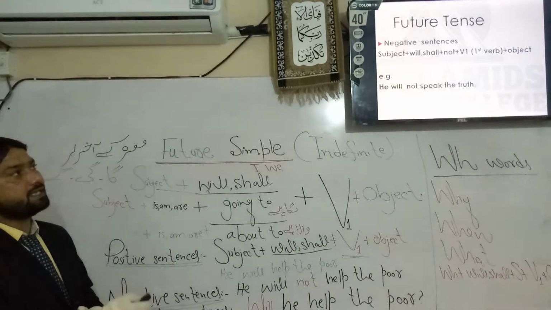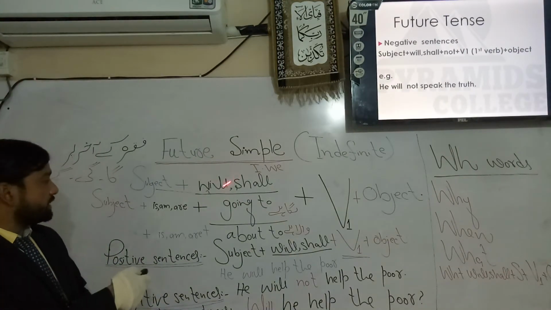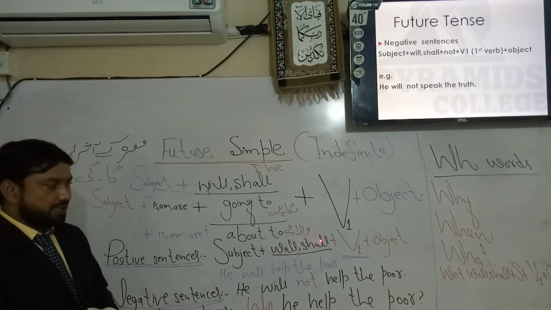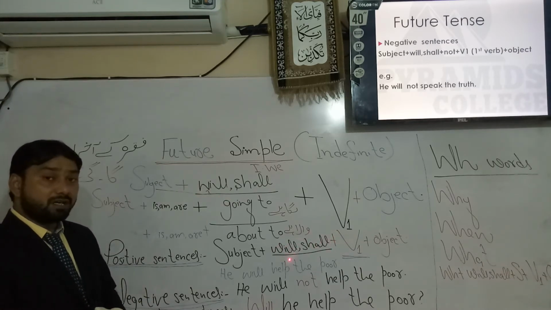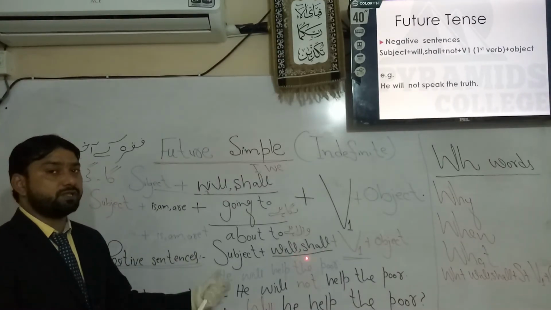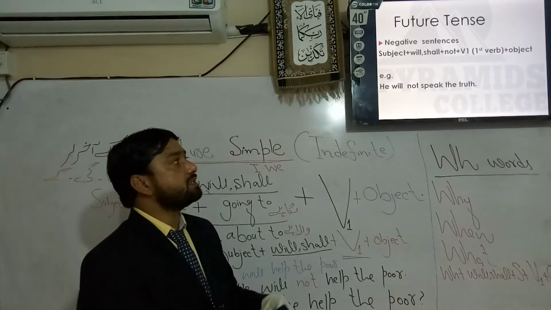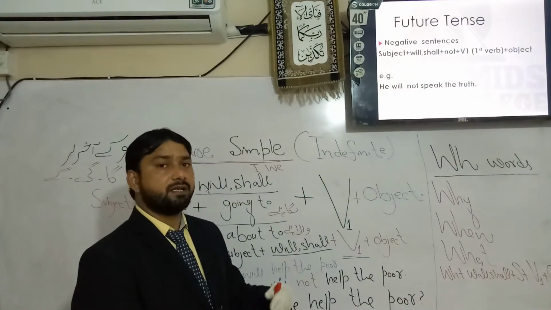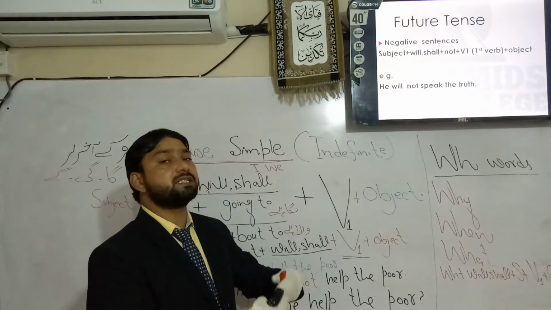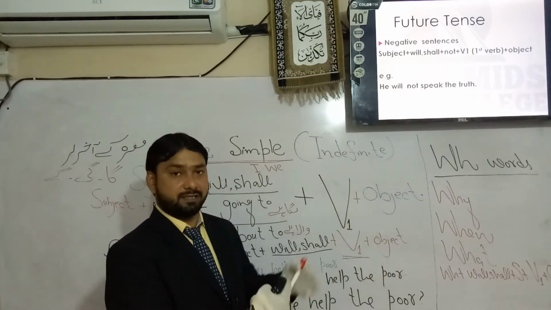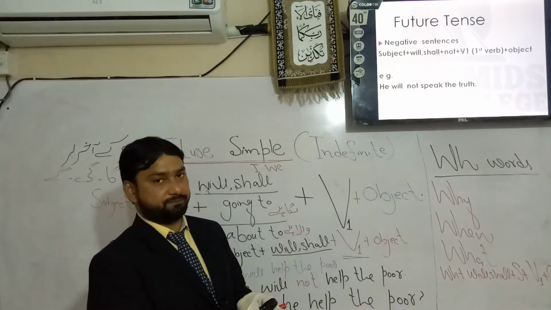How to make it negative? You are going to use the subject, and after will or shall, you are going to put not for negation. I have written an example. You can see he will not speak the truth. It means he will not tell the reality. He is not going to tell you the truth. He will tell a lie, in other sense, if you want to make it positive.